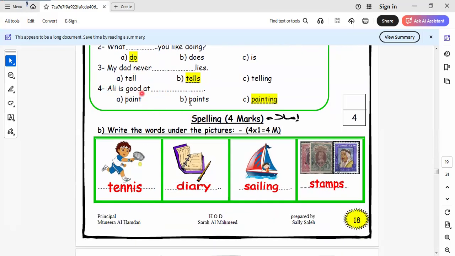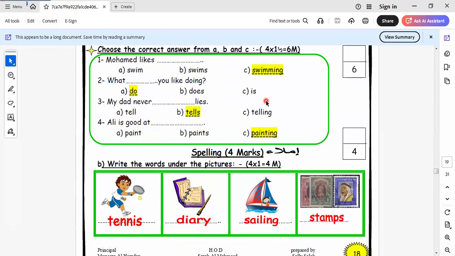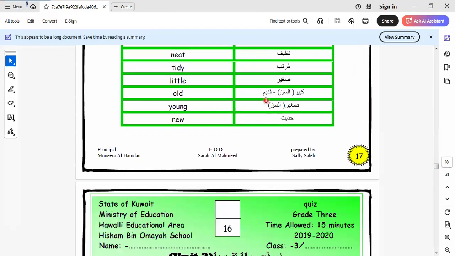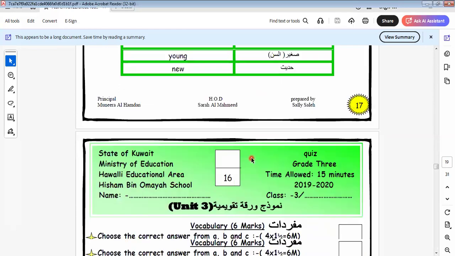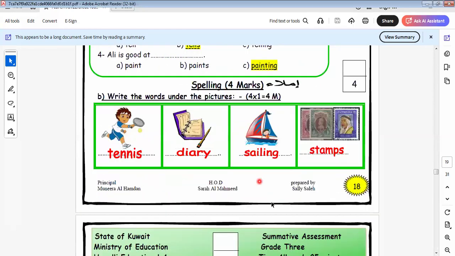Ali is good at what? At painting. You are clever pupils. As we know, the rule is good at, adding ing to the verb like this one. Okay, let's continue the rest of the revising.